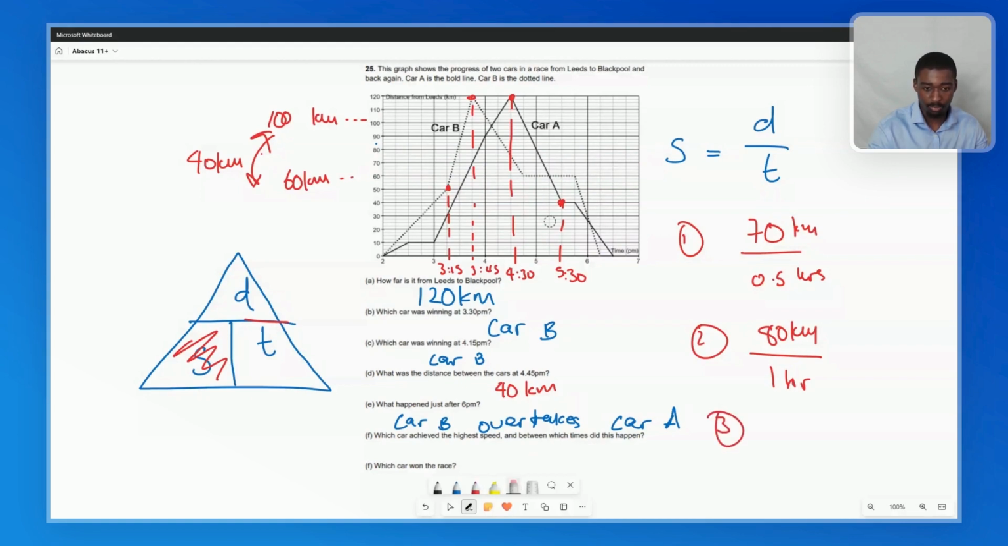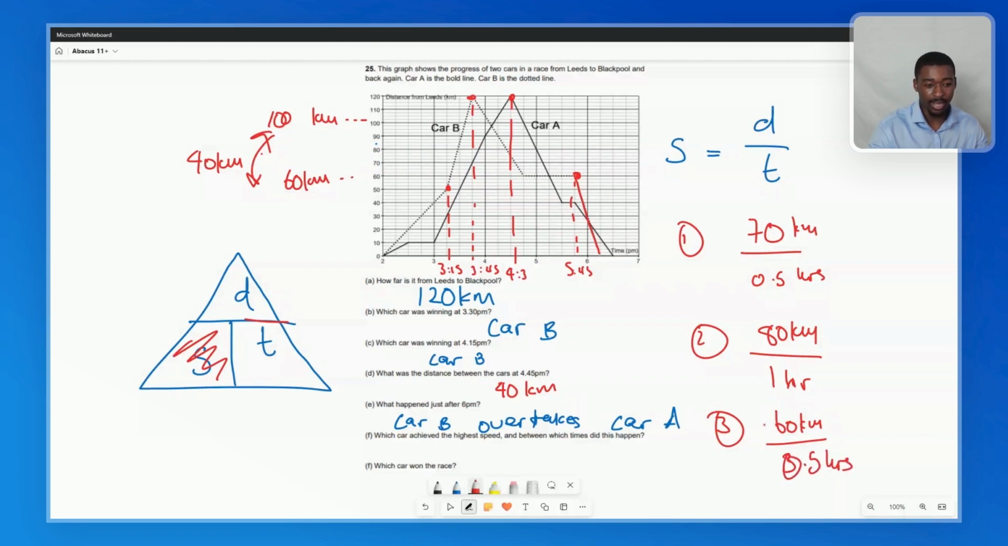Let's clear up our page. Scenario three, we said, is over here, the next steepest line. Distance here is 60 to 0, so 60 kilometers. And the time, trace it down, 5:45 to 6:15, so 30 minutes or 0.5 hours.